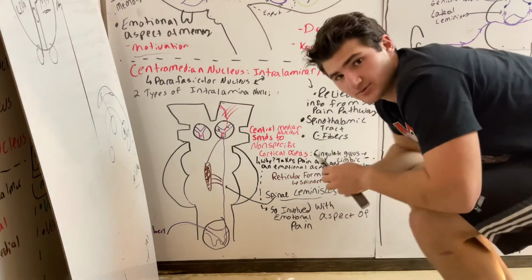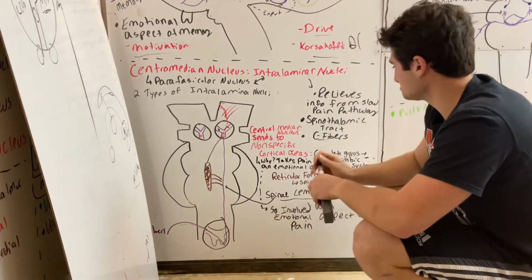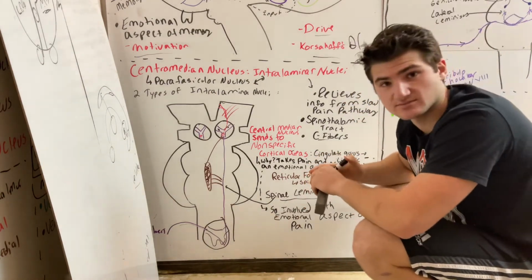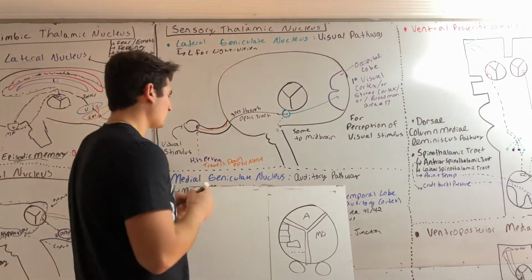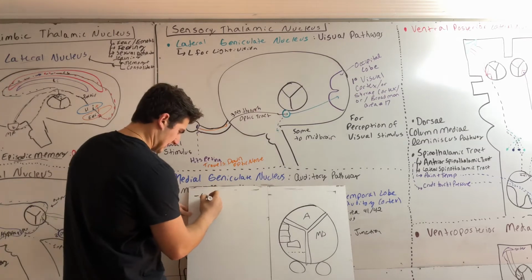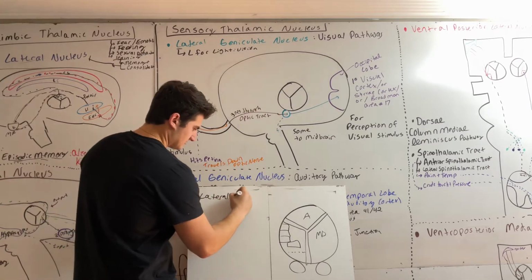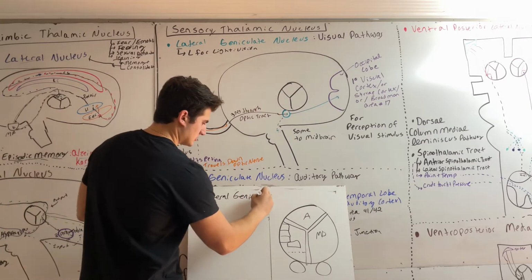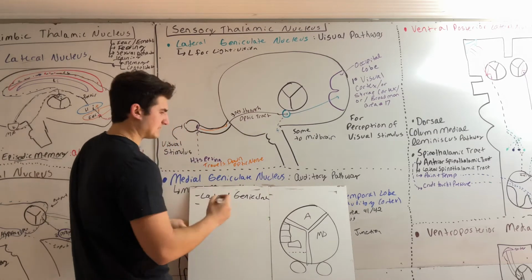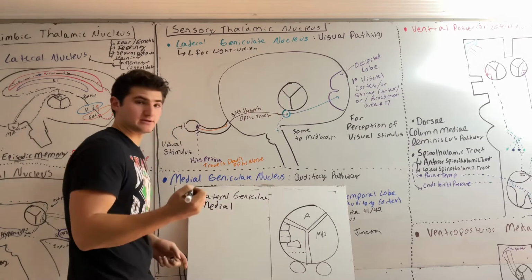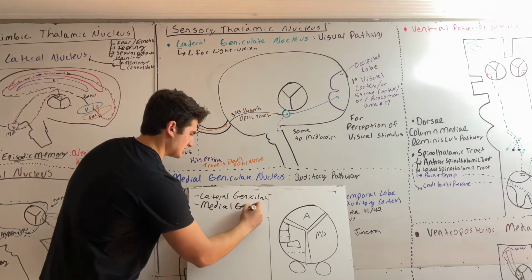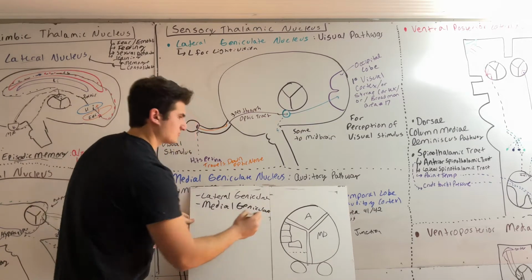Okay, so that's everything we need to know about the limbic system. We will move on to the sensory system now. Now, we're covering the sensory thalamic nuclei. What did we have in here? We had the lateral geniculate nucleus, right? We had the medial geniculate nucleus. What else did we have?